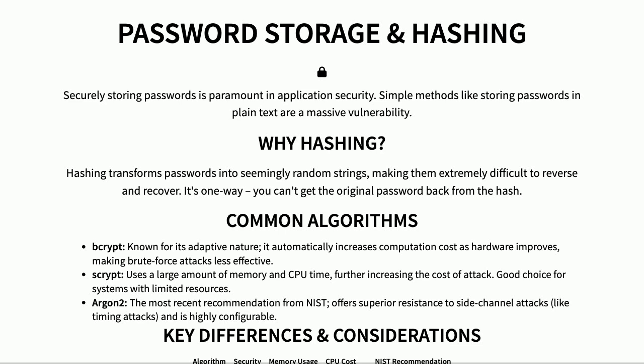There are a few popular ones: bcrypt, scrypt, and Argon2. Bcrypt is widely used and adapts to hardware improvements to slow down attackers. Scrypt uses a lot of memory, which can be useful on older systems. And then there's Argon2. It's the newest, most secure option recommended by experts, offering strong protection against various attack techniques.